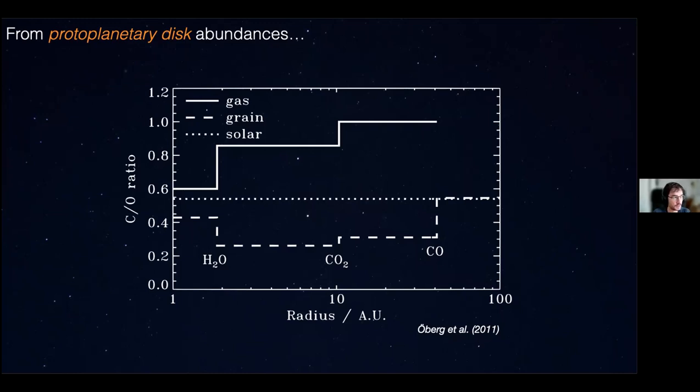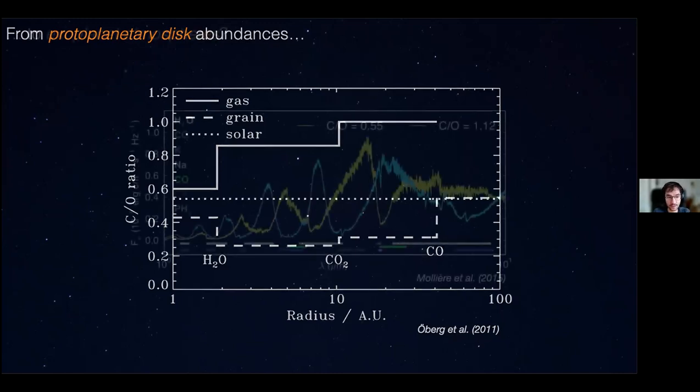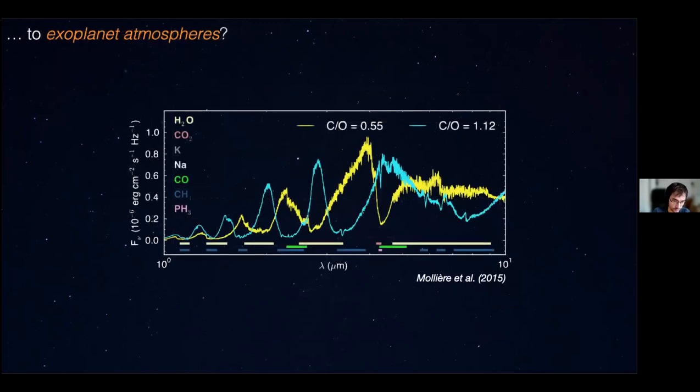Nonetheless, this has sparked an increased interest of the community in the carbon to oxygen ratio and in general in exoplanet abundances as formation tracers. And how do we hope to actually measure the C/O ratio of planets? This is a very exaggerated example.